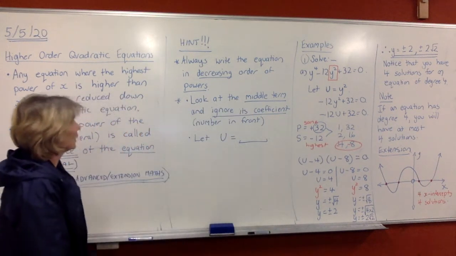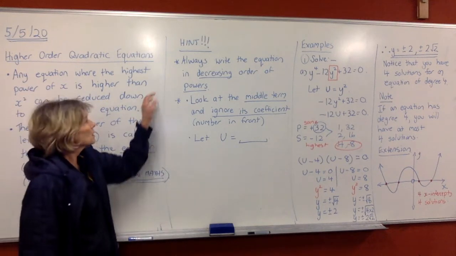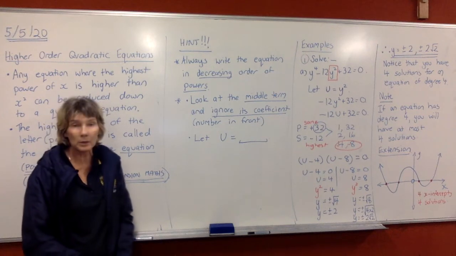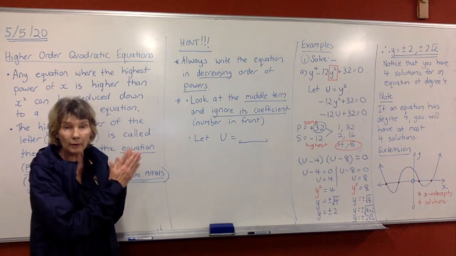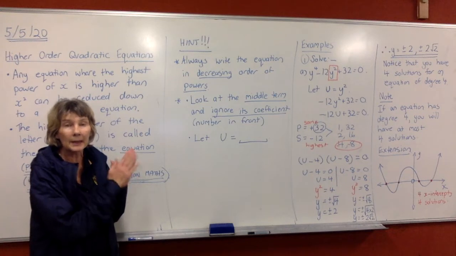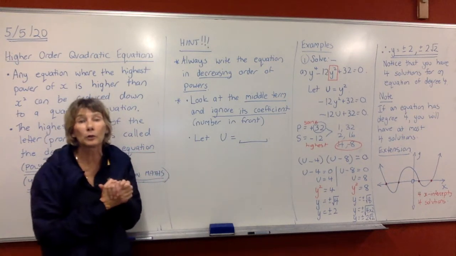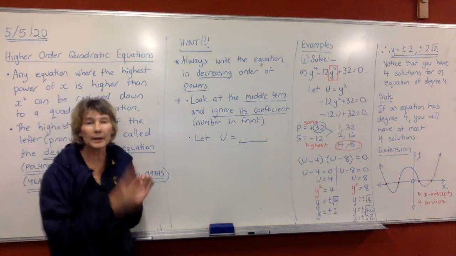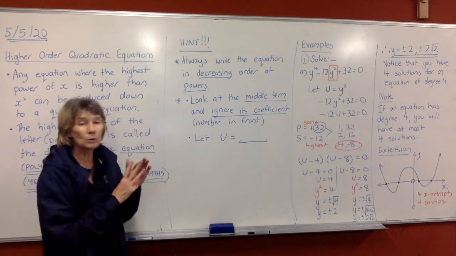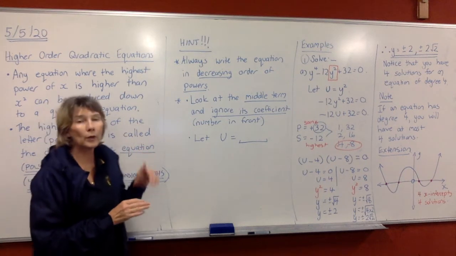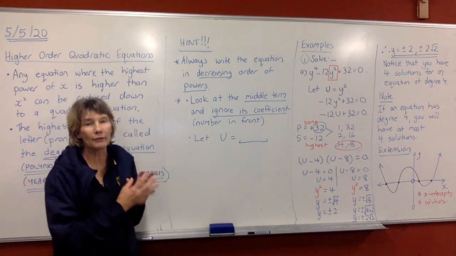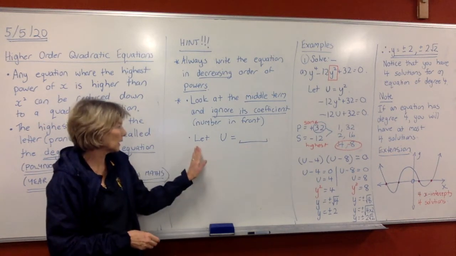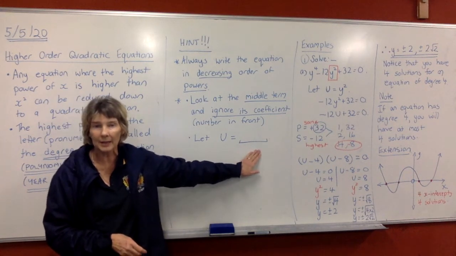Okay, so how it works. Here's your hint. We're always going to make sure that our equation is written in decreasing order of powers, starting with the highest power of x, or whatever the letter happens to be, and working our way down in decreasing order of powers. Then we look at the middle term. You are going to end up with 3 terms. You look at the middle term, and you ignore the coefficient, which is the number in front of that term. And whatever you're left with goes here. So we're going to let u equal whatever that thing is.